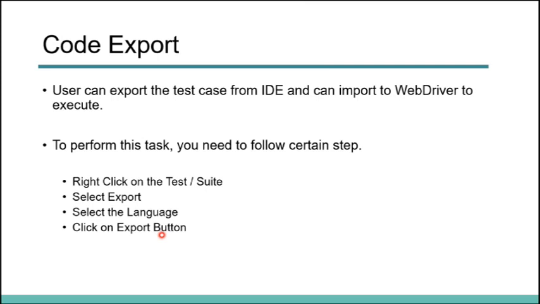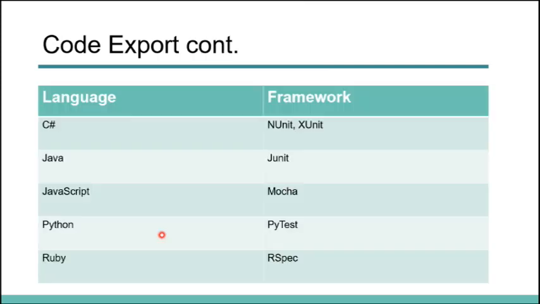Multiple languages are supported. For C#, the frameworks available are NUnit and XUnit. For Java, the JUnit framework is available. For JavaScript, it is Mocha. For Python, it has PyTest. For Ruby, it has RSpec. So based on the language, there are different frameworks for the code export.